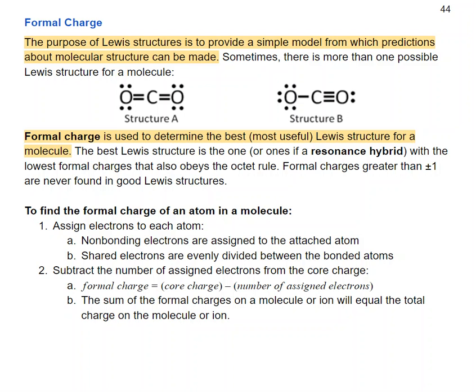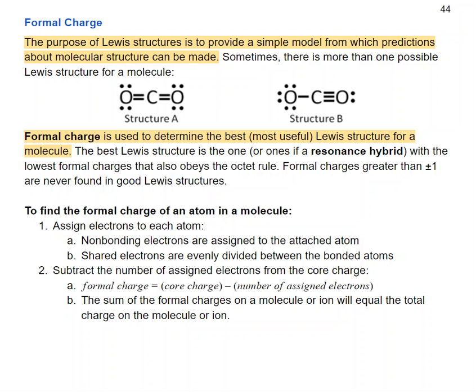Looking at structure A and structure B, both of these have everybody's octet satisfied. They follow all of our rules. Both of these structures could be correct. But we can use formal charge to determine which one is the most useful, and again, that means the one that best predicts our experimental results. So the best Lewis structure, or Lewis structures if there's a resonance hybrid, is the one with the lowest formal charges that also obeys the octet rule. Generally, we don't see formal charges greater than plus or minus 1 on good Lewis structures.